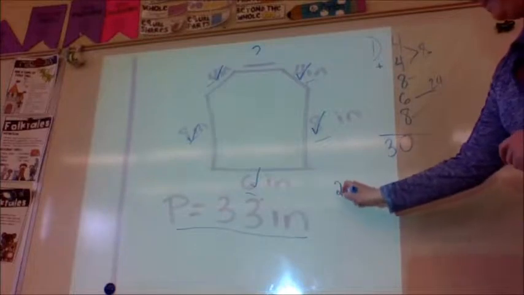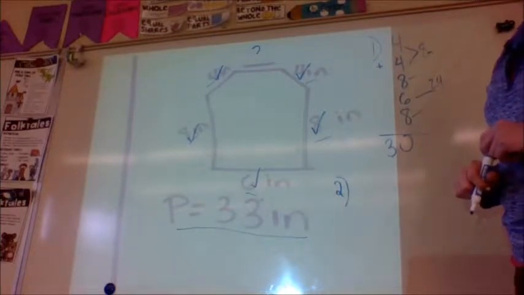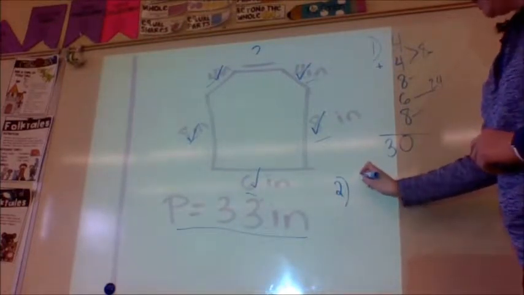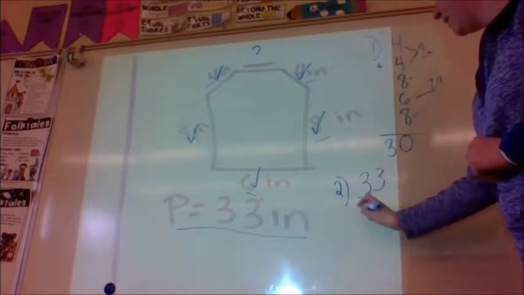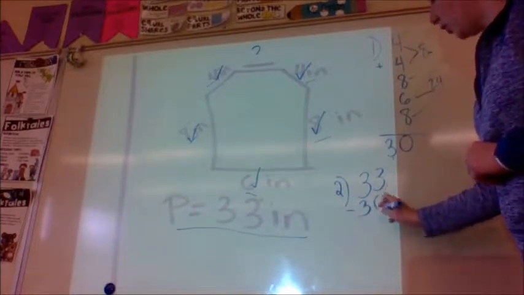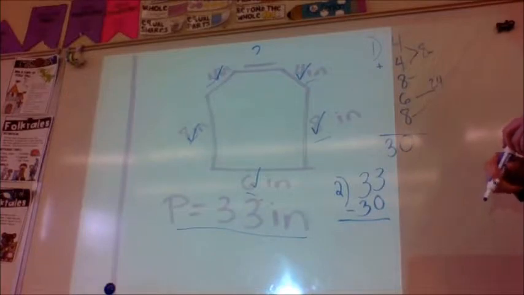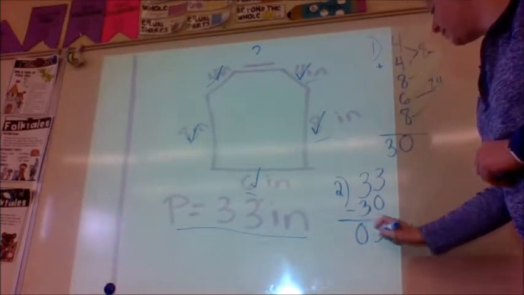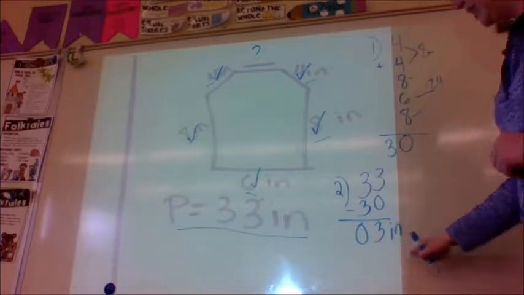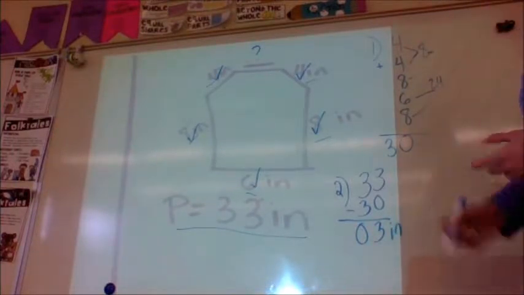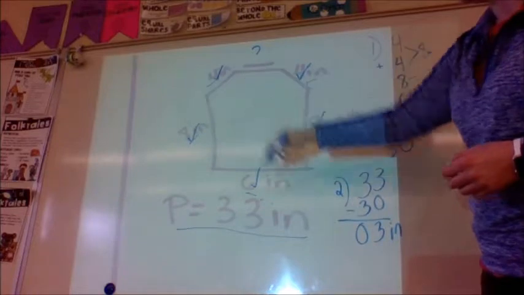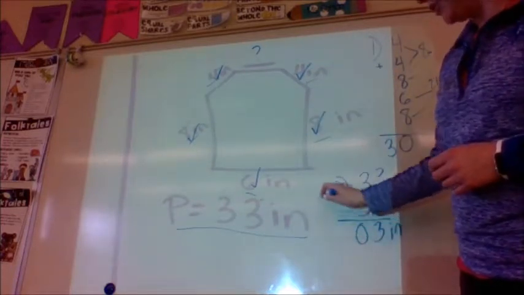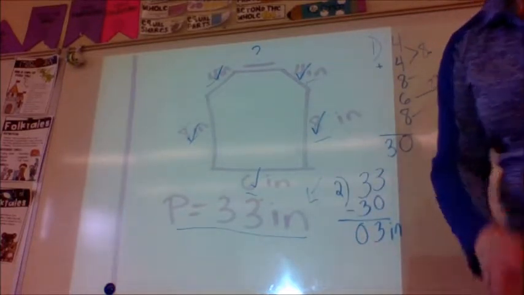So then step 2, and we've talked about labeling our steps, that way they know what is what, is to take the total perimeter given and subtract what we already know, or the given perimeter. 3 minus 0 is 3. 3 minus 3 is 0. So we now know that 3 inches is our missing side. And then to check, all that the students do is add up all those sides again to make sure that it equals 33 inches.